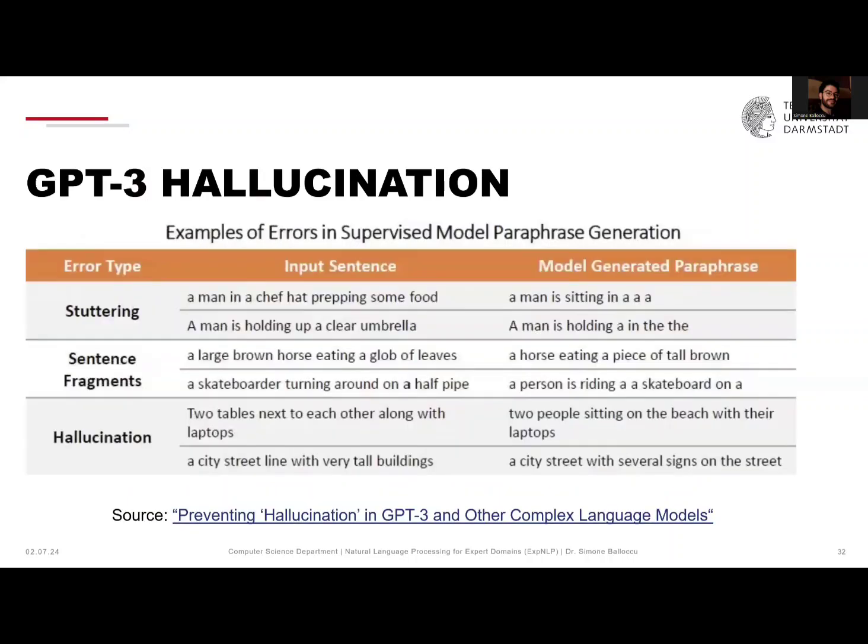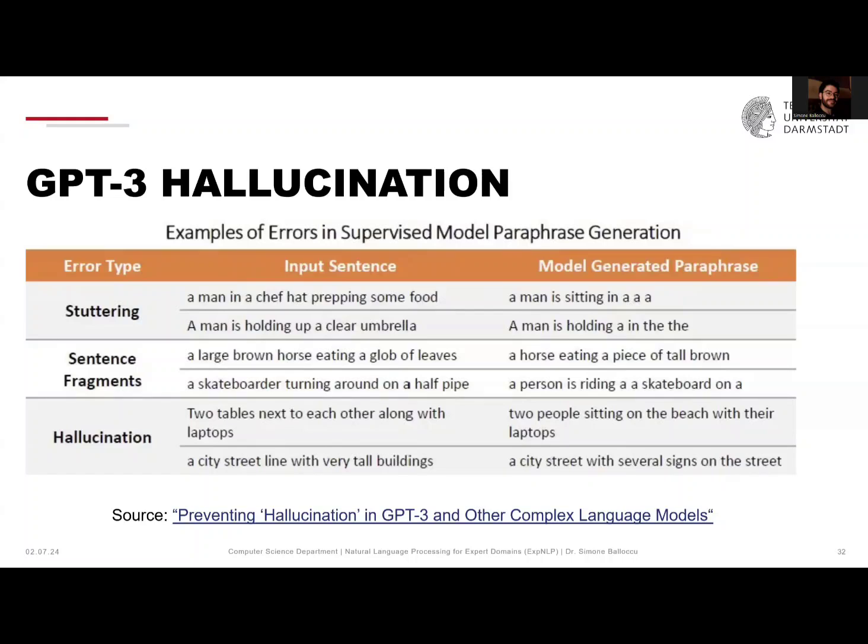In GPT-3, we have different hallucinations. So, for example, stuttering. For the input sentence, a man in a chef hat prepping some food, we obtain: a man is sitting in a IAA. Or we have a sentence fragment where, for example, a large brown horse eating a bunch of leaves results in the model generating a horse eating a piece of tall brown. So just kind of copy pasting parts of sentences.